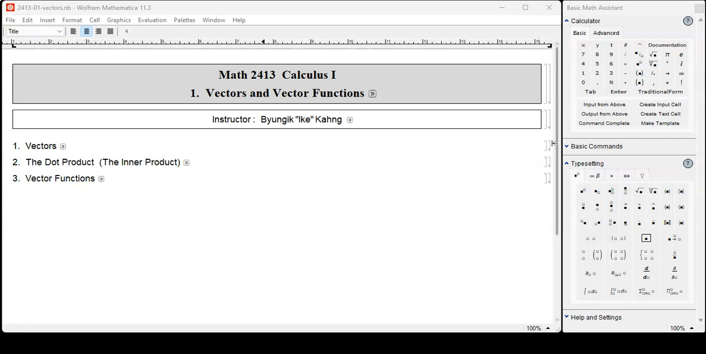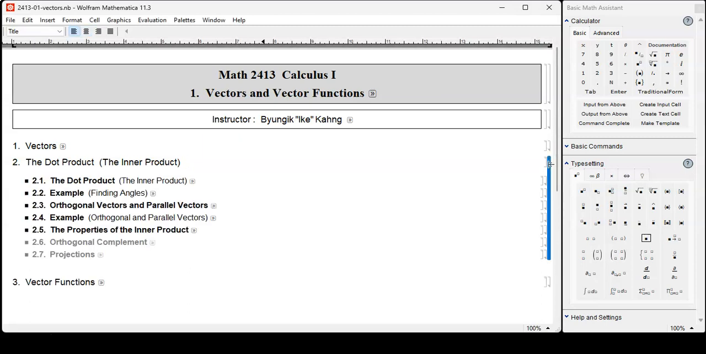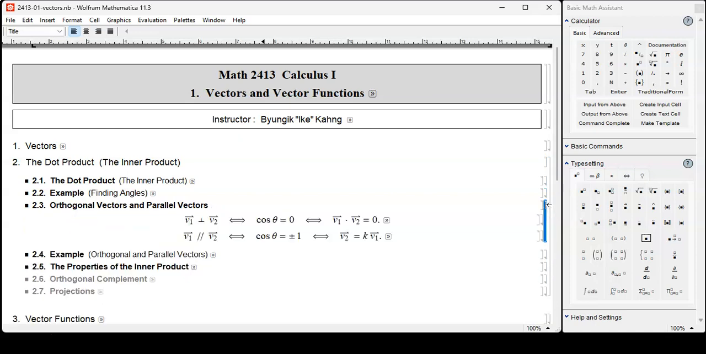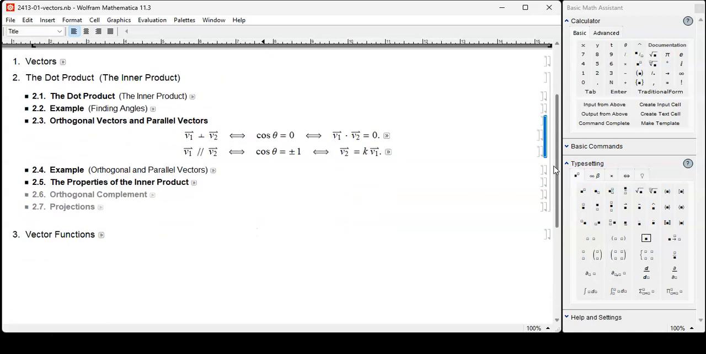Hello students, welcome back. Let's resume our discussion from section 2. We went through an angle example, and those are rather special. We went through 90 degrees and 180 degrees. Let's generalize this a little bit further.